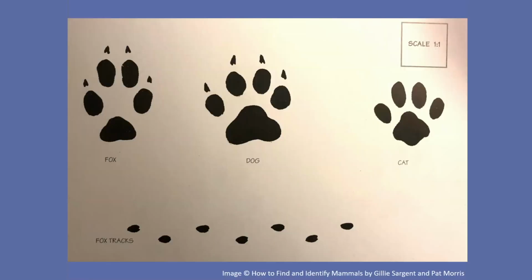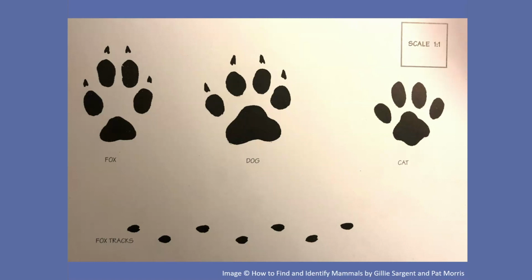The next one is about foxes, dogs and cats. So cats, firstly, very wide spreading of the toes in almost a straight line. They're also very small. However, a big cat could well be confused with a fox, and dogs of course come in such a wide variety of sizes that you could have any size footprint caused by a dog.